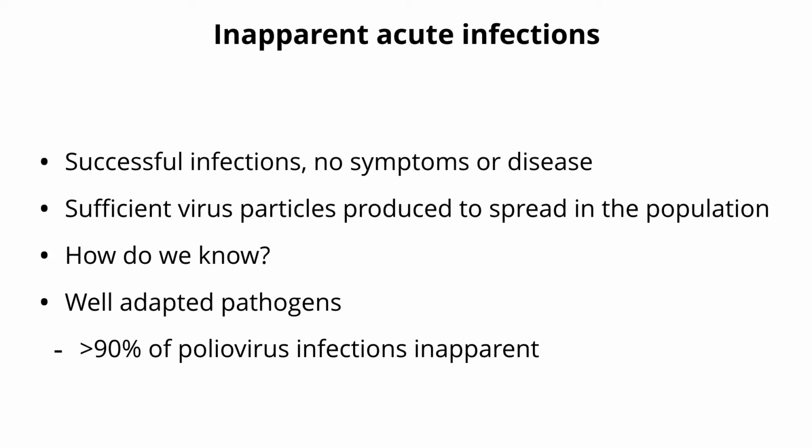Now, an important consideration with all infections, whether they be acute or persistent, is that many of them are inapparent. And I think we have talked about this before. I will call them either an inapparent infection or an asymptomatic infection. That's where we have the virus successfully infecting you, but there are no symptoms, there is no disease, yet you can shed virus and spread it. So you appear to be perfectly healthy, but you're shedding virus and spreading it to other people.